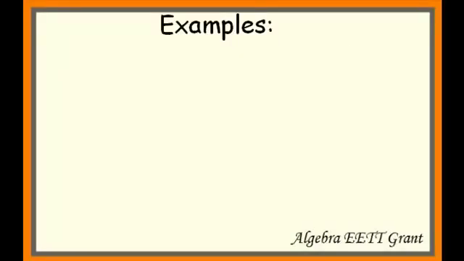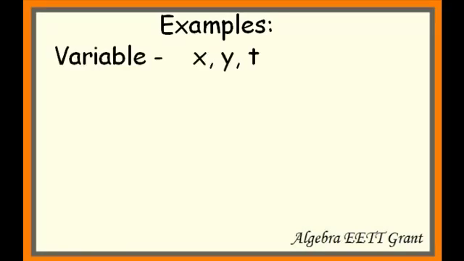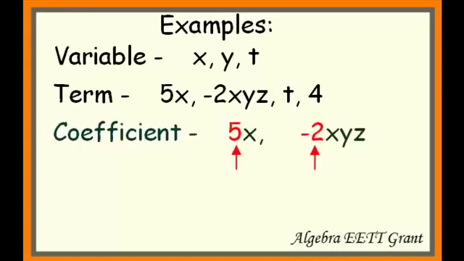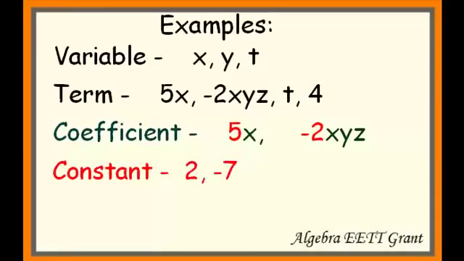Now, here's some examples of each one of those things. A variable, an example, would be like x, y, or t. It's just a letter we put in place of an unknown. A term would be a collection of variables and coefficients. So like 5x, negative 2xyz, t, or 4. Now, a coefficient, that is the number that's placed in front of either one variable or a set of variables, that monomial term. So the coefficients in these cases would be 5 and negative 2. A constant is when a number stands alone, such as 2 or negative 7. Notice they do not have variables with them.